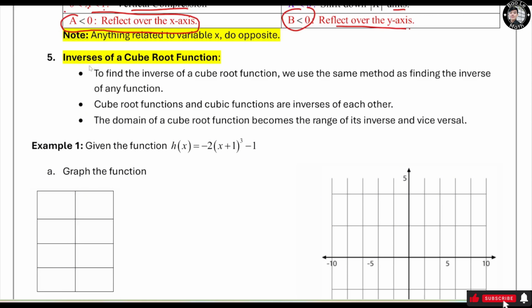Now to find the inverse of a cube root function, we're going to use the same method as finding the inverse of any function. We just swap x and y, and then isolate y. Now cube root functions and cubic functions are inverses of each other. The domain of a cubic function becomes the range of its inverse and vice versa.